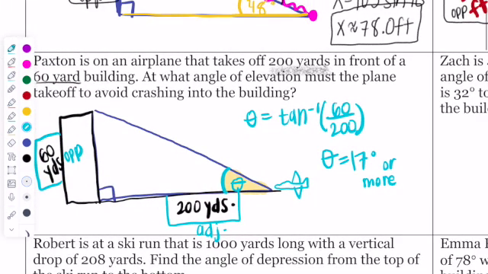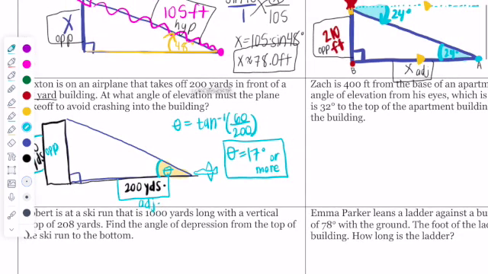At what angle of elevation must the plane take off? 17 degrees or anything bigger than that, the plane's going to avoid hitting the building, and it will clear it. Anything below 17, the plane might hit the building.